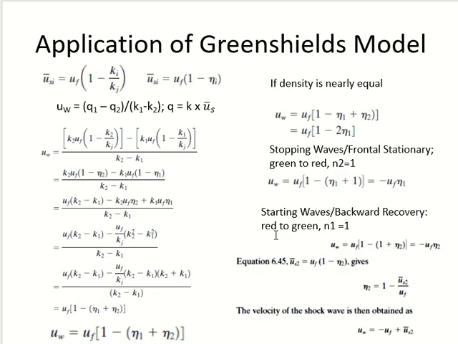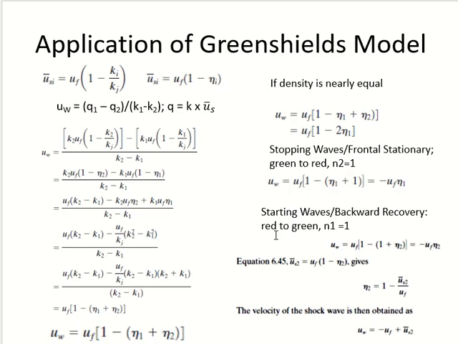Now we have the Greenshield model. The Greenshield model says space mean speed equals to this thing, where UF is the free flow speed, K is your density, and Kj is your jam density. This is the equation for Greenshield. We have used it earlier. Let us term this ratio K upon Kj as eta. So K upon Kj is eta.